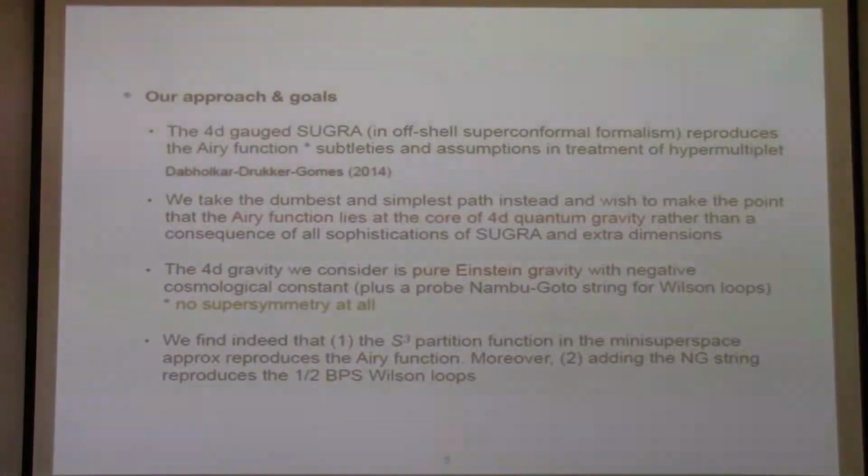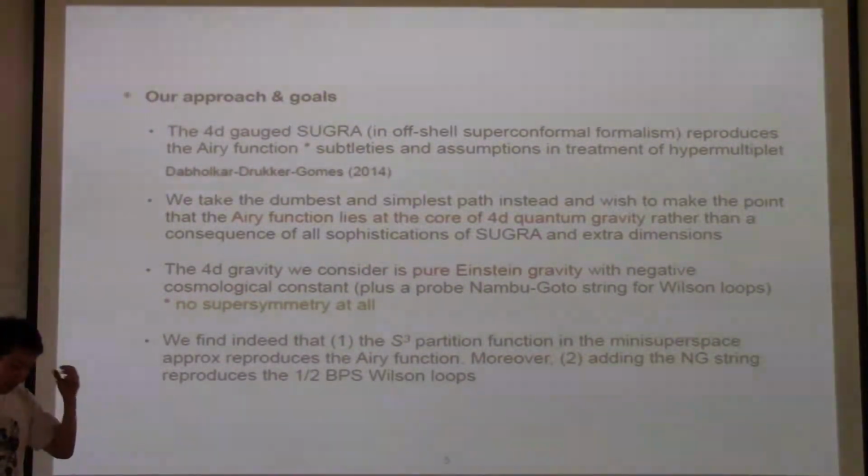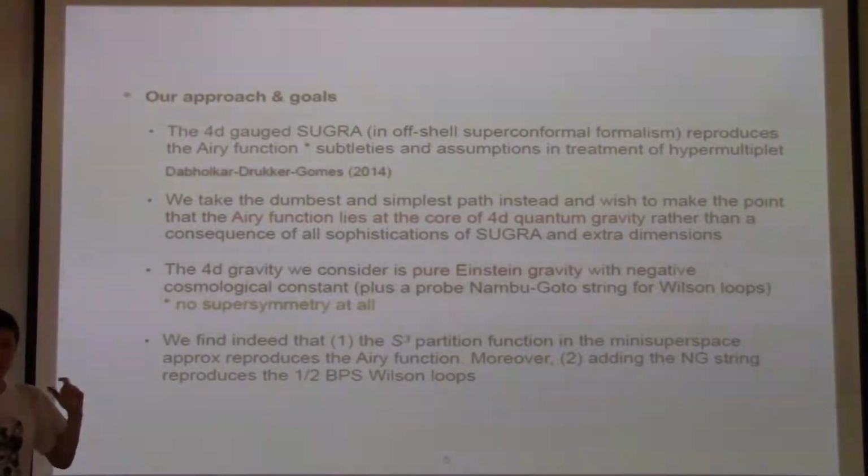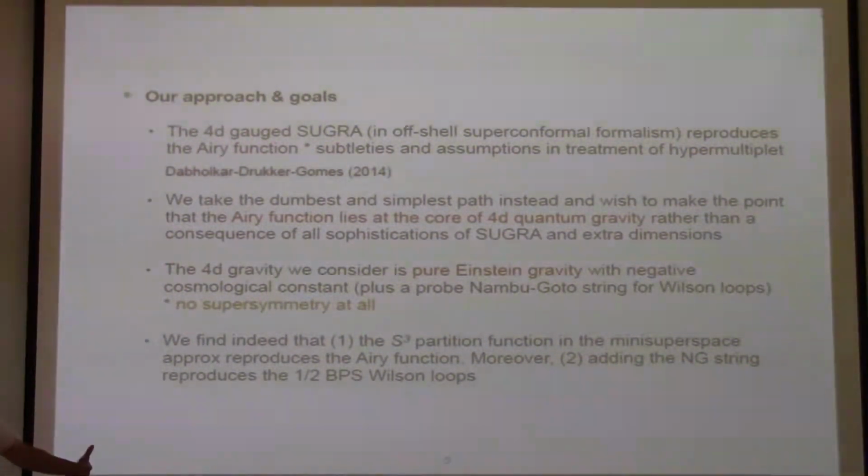In fact, what we're going to find is that the three-sphere partition function in the minisuperspace approximation of pure Einstein gravity actually reproduces the Airy function, which is exactly the same one as the ABJM Airy function. And by adding the Nambu-Goto string, we can also reproduce the one-half BPS Wilson loop result. So these are the main goals, and I'm now going into more details.